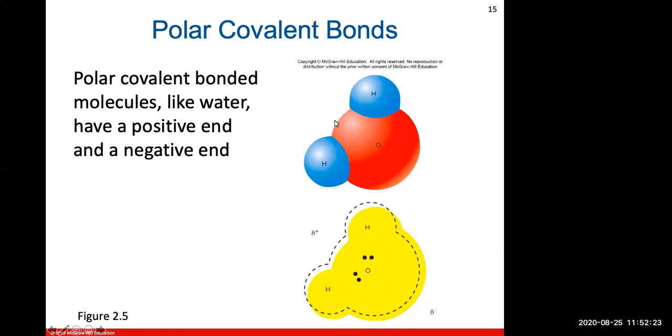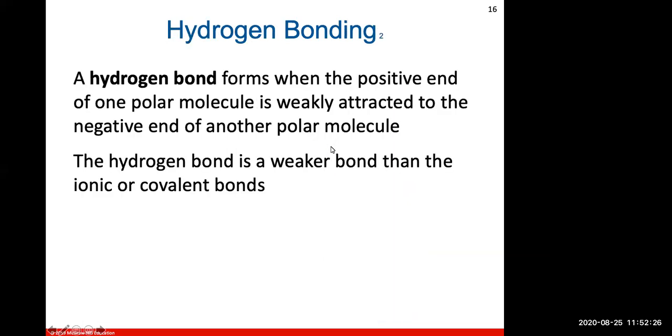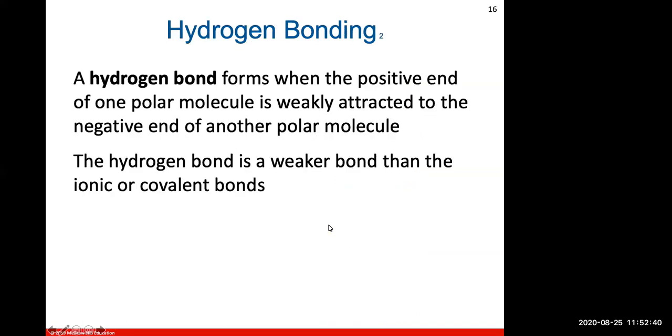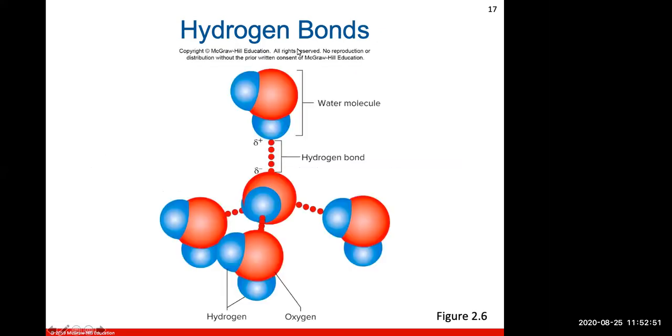So these polar covalent bonds are what then lead us to hydrogen bonds and how they will form, because it's more positive on this end of H2O, it'll be attracted to the negative end of the other H2O molecule. Again, a hydrogen bond will form when the positive end of one polar molecule is weakly attracted to the negative end of another polar molecule, much like H2O. This is showing hydrogen bonds between the positive end of this water molecule being weakly attracted to the negative end of this water molecule.